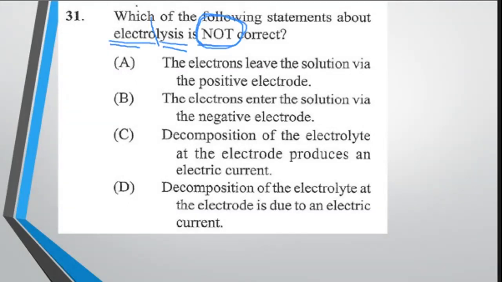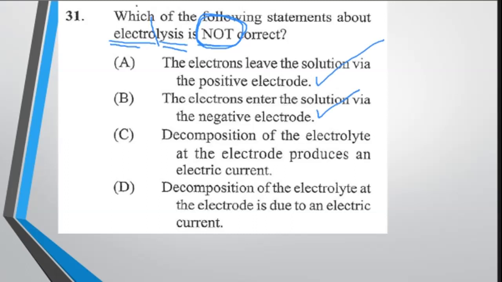The electrons leave the solution via the positive electrode. Yes, that is correct. Electrons enter the solution via the negative electrode. Yes, that is correct. Anytime you have a circuit, electrons always move out of the negative into the positive. So A and B are correct.